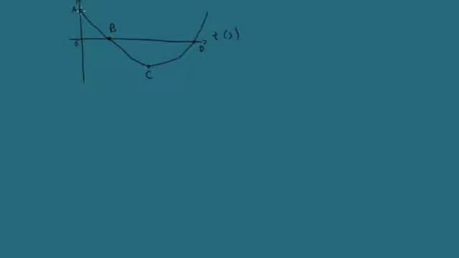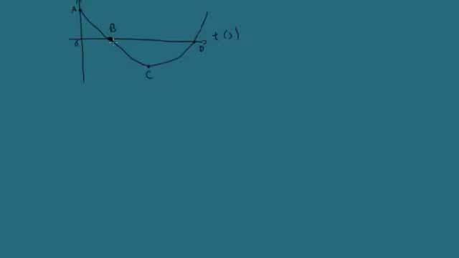So the velocity starts here as positive. And initially, the velocity is decreasing, so the particle is slowing down here. However, the velocity is positive, so the displacement is increasing. The particle is moving away from its starting point. When the graph crosses the x-axis at point B, the particle has a velocity of 0 meters per second and is momentarily at rest.